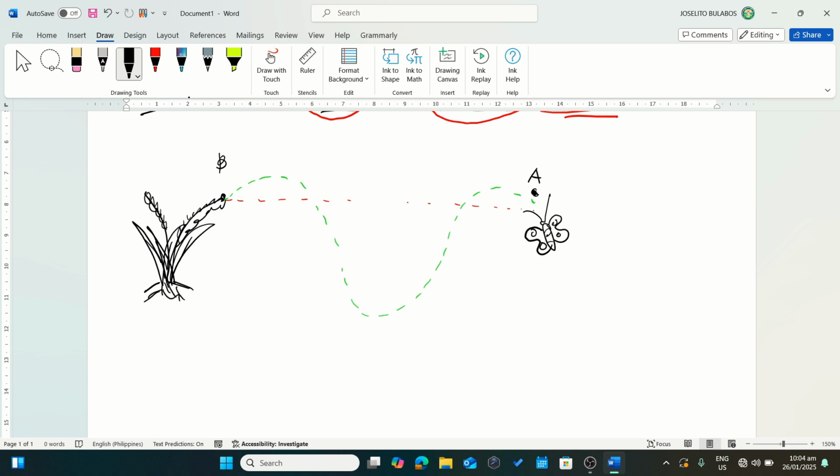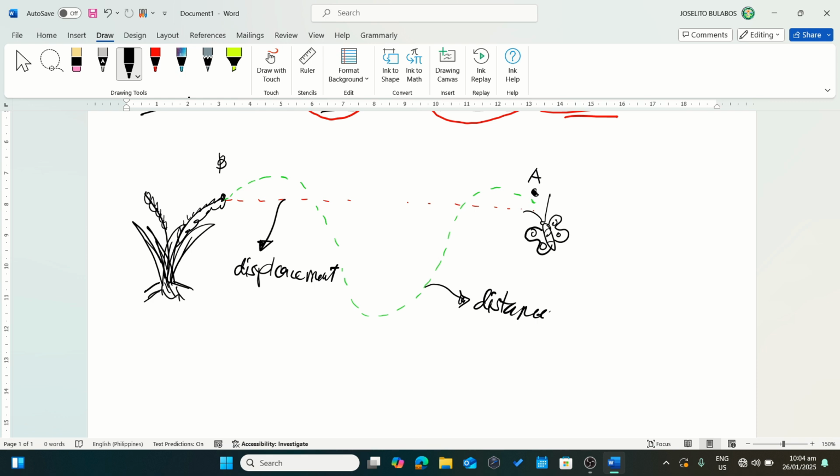Now, the actual path made by this butterfly is the green one. So this is the actual path made. On the other hand, this red line is a straight path, the shortest path that this butterfly can take to move from point A to point B. Now we know that this green line is what we call distance. On the other hand, this red line is what we call displacement, the shortest path to move from our initial position A to our final position B.